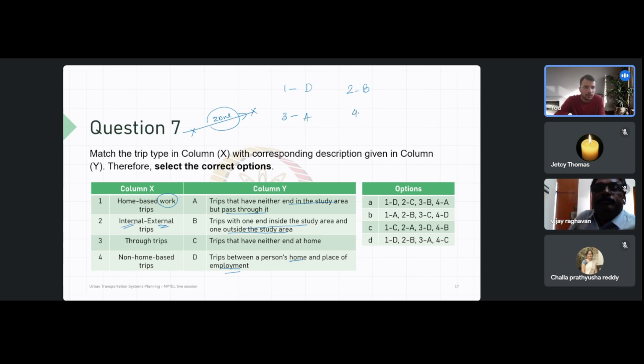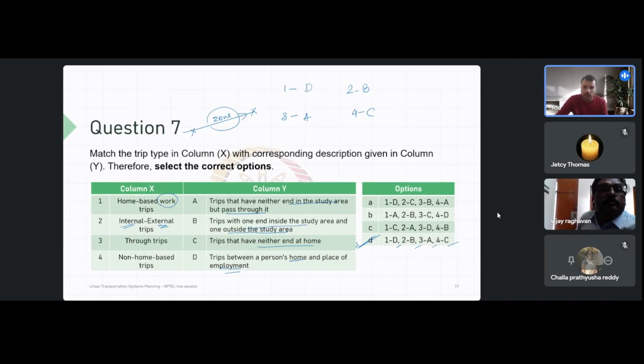So we are only left with C. I think non-home based trips. So trips where none of the ends will be at home. So neither end at home. So 4 will go with C. So we have D, B, A, and C. So option D is correct, I think.